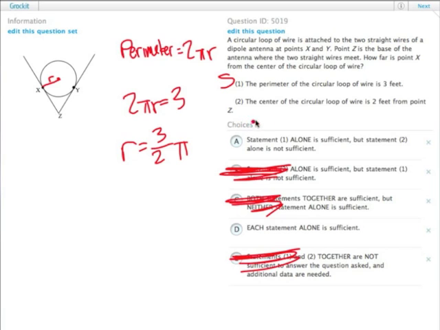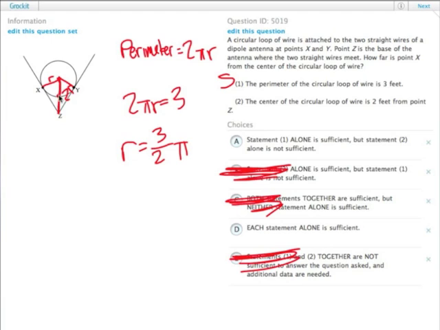Statement 2 tells us the center of the circular loop of wire is 2 feet from point Z. So knowing that this distance is 2 is not quite as helpful, because while we know this distance, that forms the hypotenuse of a right triangle. If we were to draw another radius to point y, that becomes a right triangle. But without at least one more side, we can't use the Pythagorean theorem to find the radius.